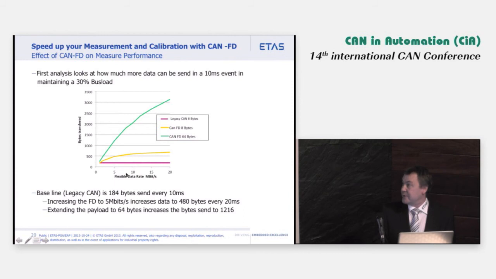Increase that to 64 bytes, and I'm now up to 1,216 bytes. Significantly improved performance. That means maintaining the same CAN bus load, I can read a lot more data out of the ECU.